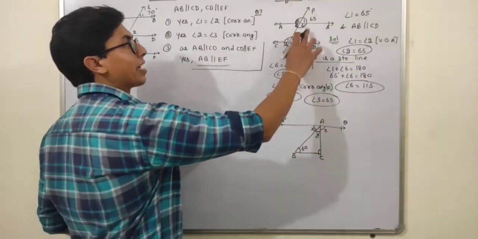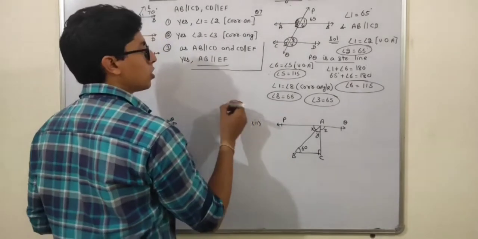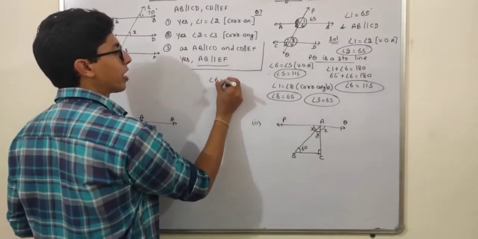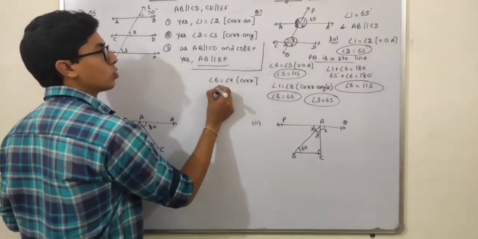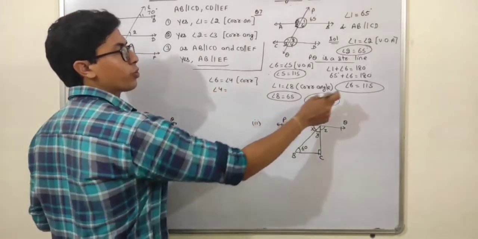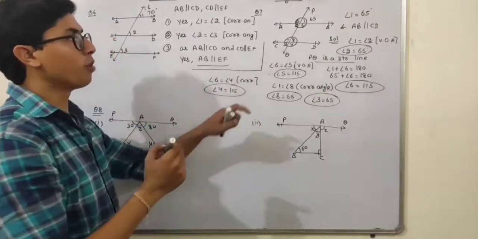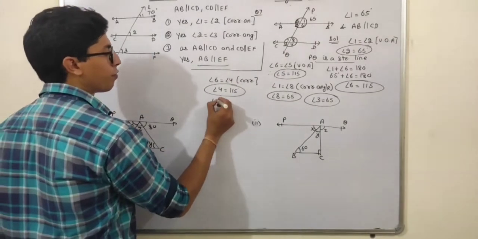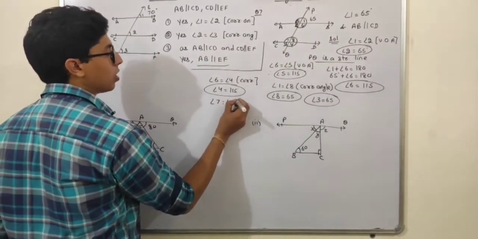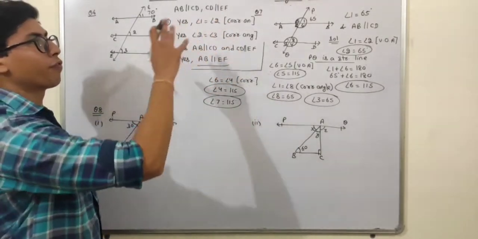Now students, angle 6 is equal to angle 4, corresponding angle. So angle 6 is equal to angle 4. The reason is corresponding angle. So angle 4 is equal to angle 6, that is 115 degrees. Now if angle 4 is 115, angle 7 is also 115 because of vertically opposite angle. So these are the remaining angles of our given figure.